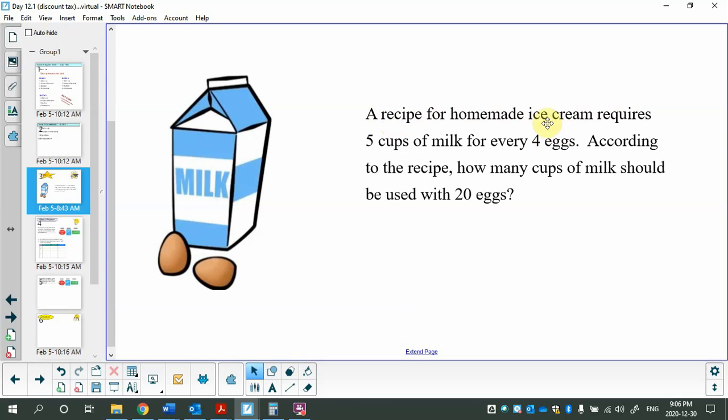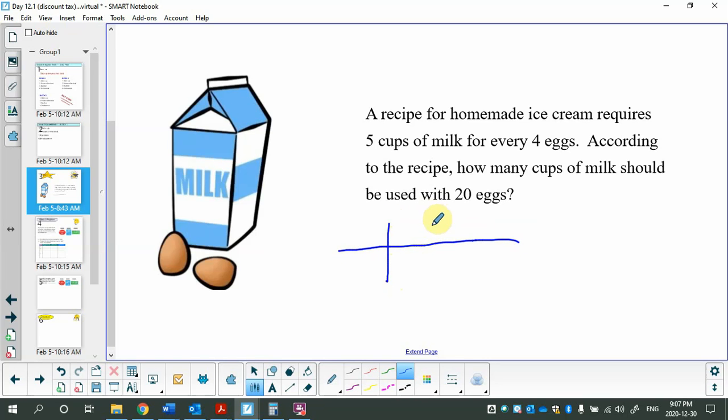So it says a recipe for homemade ice cream requires 5 cups of milk with every 4 eggs. According to the recipe, how many cups of milk should be used with 20 eggs? So there's 2 ways to go about this particular question. One is by logic because the numbers are nice, and the other is by, you guessed it, the little tic-tac-toe board.